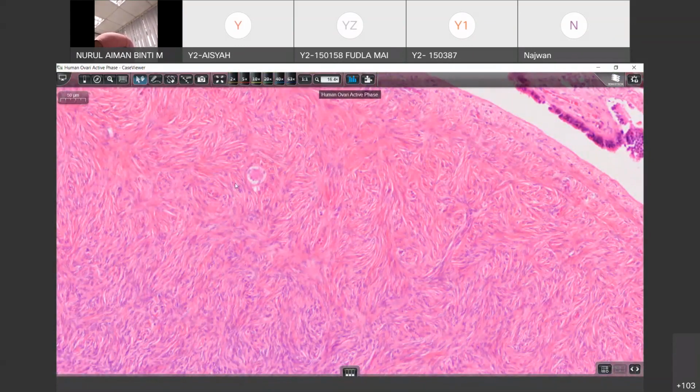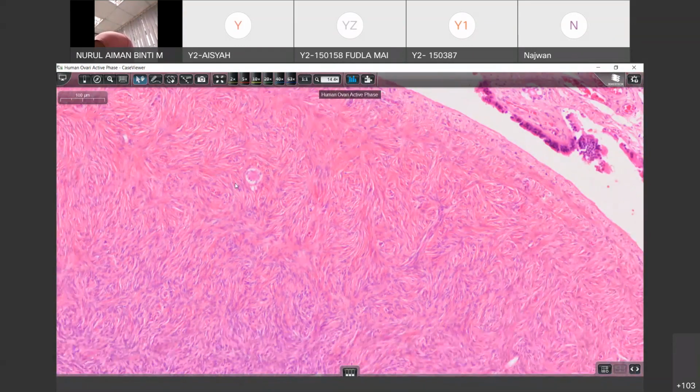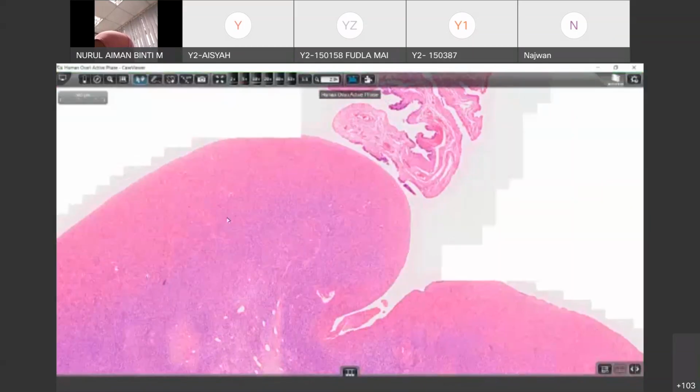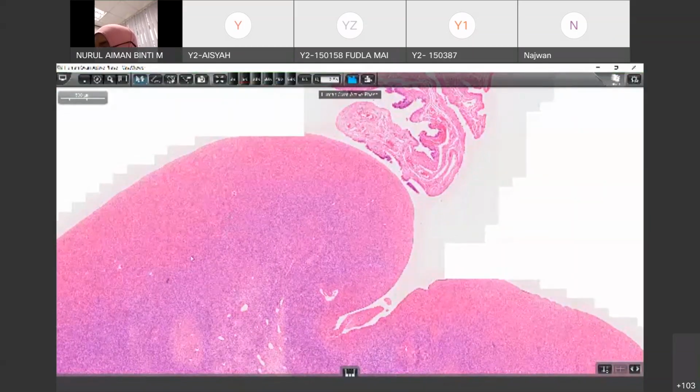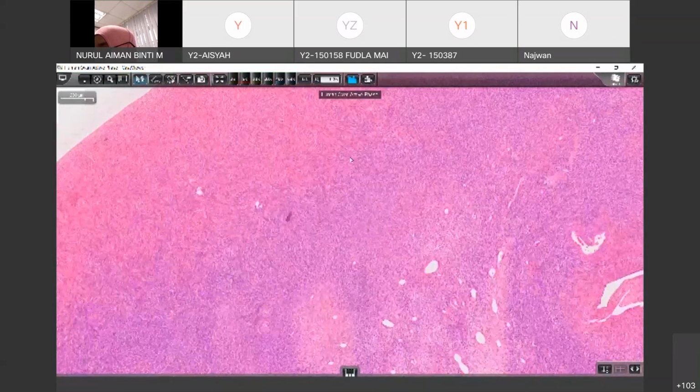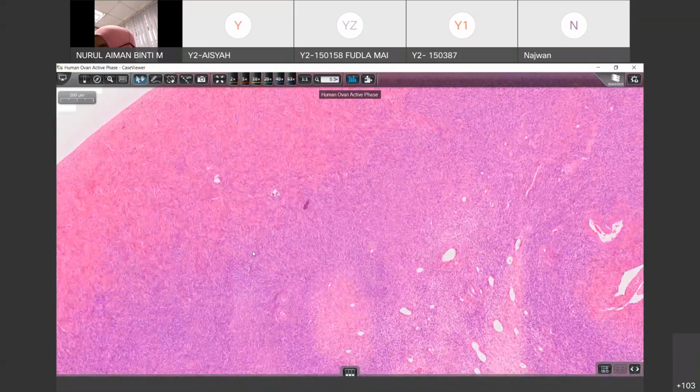Okay, so we actually bought this slide, we didn't make it by ourselves. We bought this slide from the company lah.